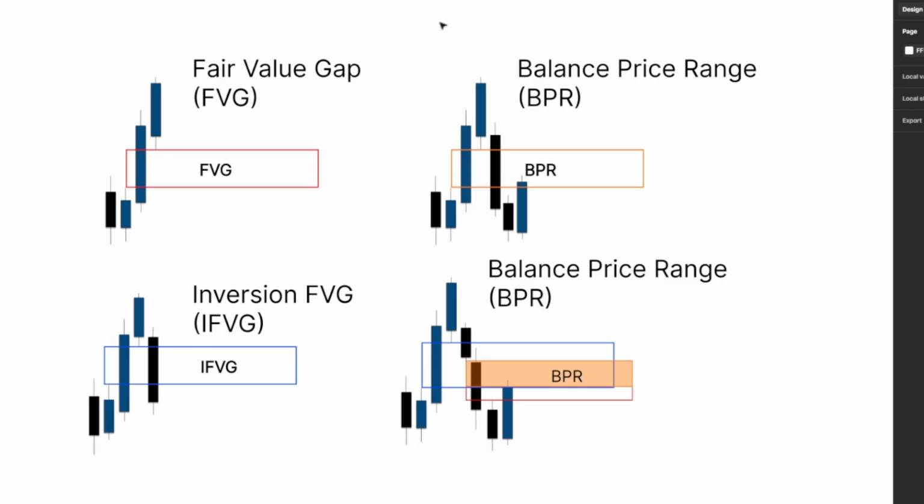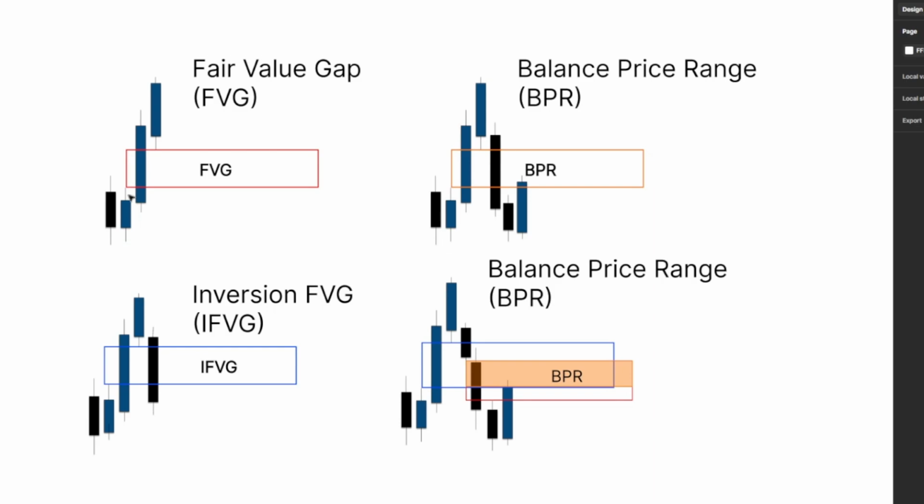I'll have to revisit breakers in a second because we need to talk about inversion plus BPRs now. Starting with fair value gaps. What is a fair value gap? We have 3 candles here. The starting candle, a displacement candle, and a third candle. The gap in between these wicks is a fair value gap.